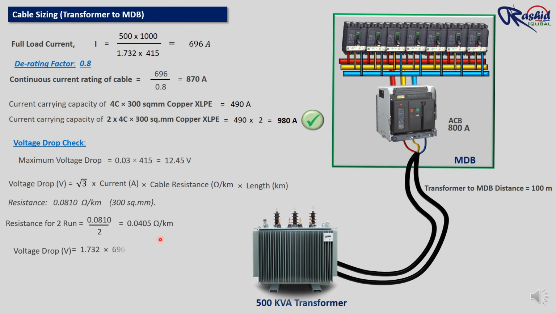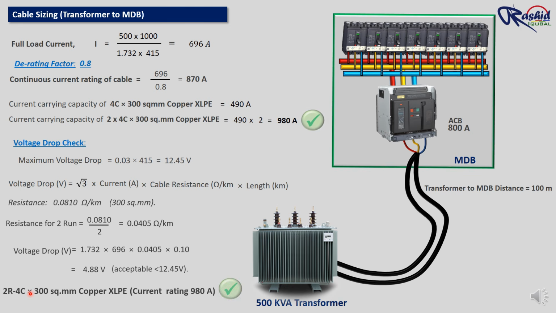Now we can substitute all the values in the voltage drop formula. Voltage drop V equals 1.732 multiplied by 696 multiplied by 0.0405 multiplied by 0.10. This is the distance in kilometer. After solving this, we get 4.88 volt. This is the voltage drop. The voltage drop is 4.88 volt, which is less than 12.45 volt, means less than 3% of system voltage.